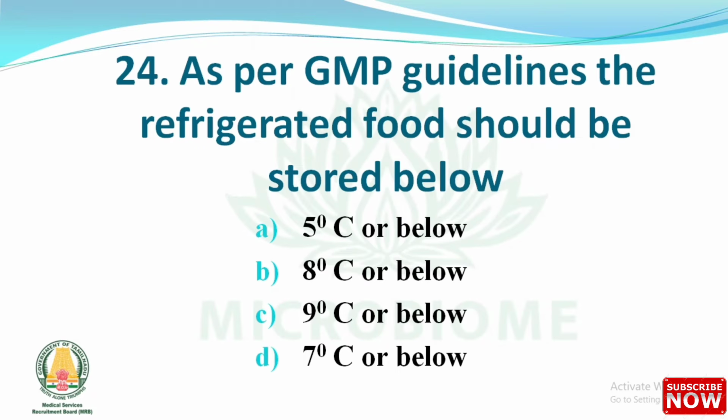And next, as per GMP guidelines, the refrigerated food should be stored below the options 5 degrees Celsius or below, 8 degrees Celsius or below, 9 degrees Celsius or below, 7 degrees Celsius or below. The right answer option A, 5 degrees Celsius or below.